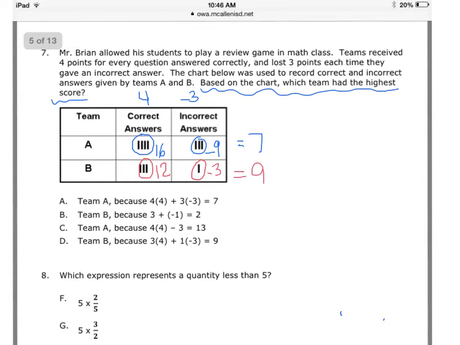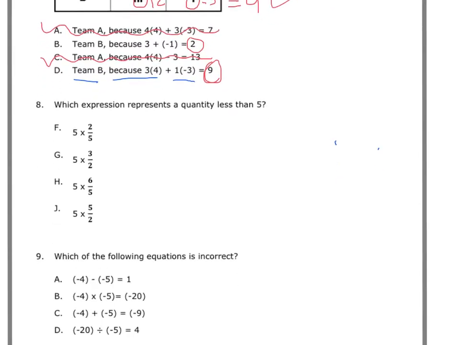Who had the most points? B did. So I'm going to eliminate A, and I'm going to eliminate C because they're saying team A won. And then let's see what correct choice we have here. I see equals 2 and equals 9. It probably is D. Let me read it. Team B, because 3 times 4 plus 1 times negative 3 is 9. And yeah, that's what we did. We put those together.